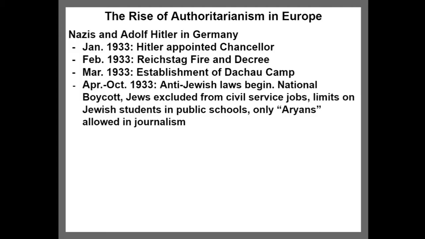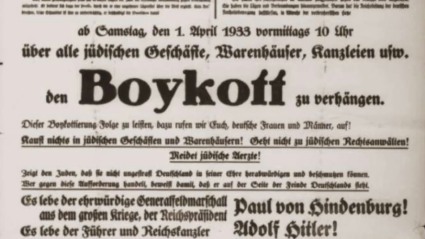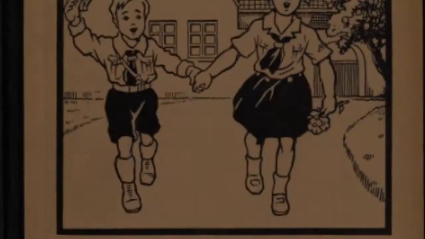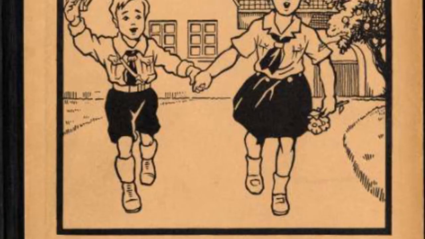In that year, 1933, from April to October, there were more and more anti-Jewish laws beginning to be enacted throughout the country. There was a national boycott of Jewish businesses. Jews were excluded from civil service jobs, that's government jobs, and remember the economic situation that they were in at the time. There were limits on Jewish students in public schools, and then there was a law passed that only Aryans, only good Germans with German blood, were allowed in journalism.